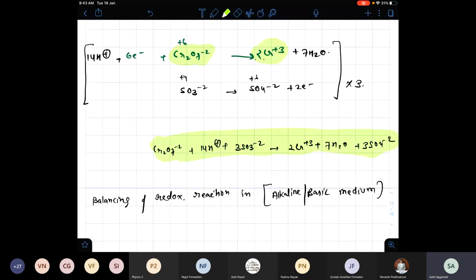How much oxygen do we have in Cr2O7 2 minus? 7. On the right hand side, how many oxygen do we have? 0. So we added 7 water to that side only. Because of that 7 water, there are extra 14 H plus. So we have added 14 H plus on the left hand side. Okay, sir. Thank you, sir.